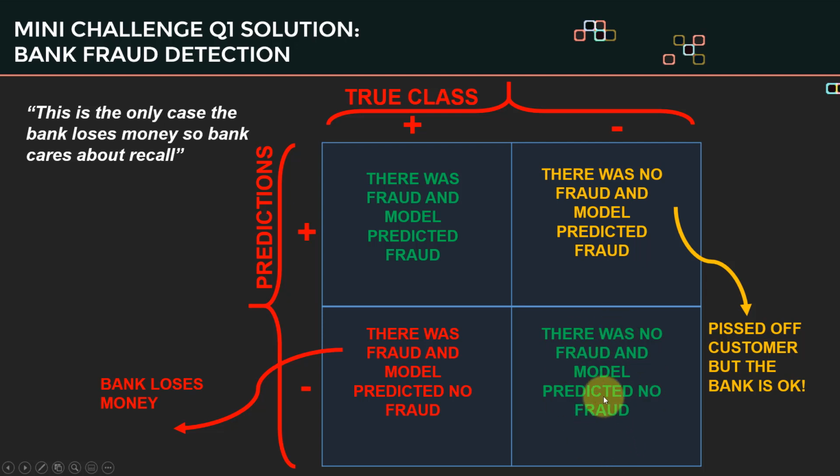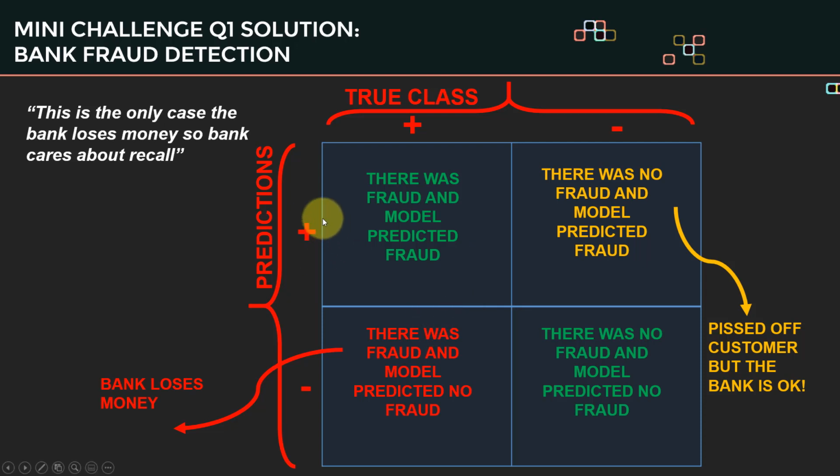Here, that's when the transaction was actually non-fraudulent, so there was no fraud. So it was a normal transaction. And the model predicted no fraud. That's a good thing, okay? So now we're perfect. So again, when it comes to the diagonal elements here, that's when the model predictions match what actually happened in real life.